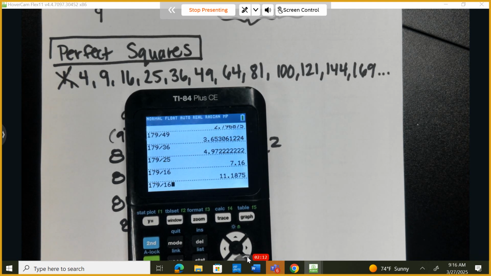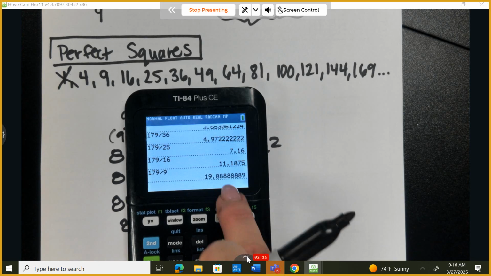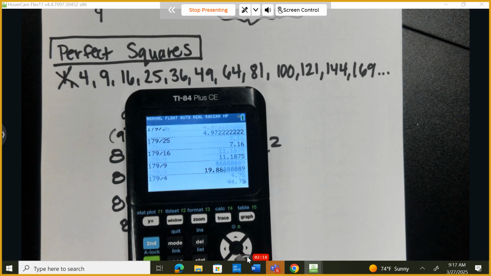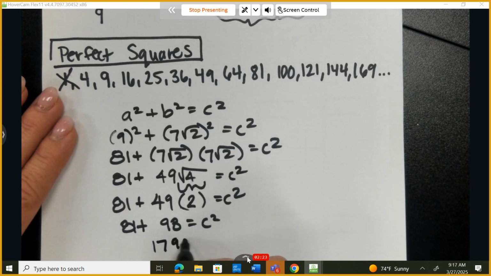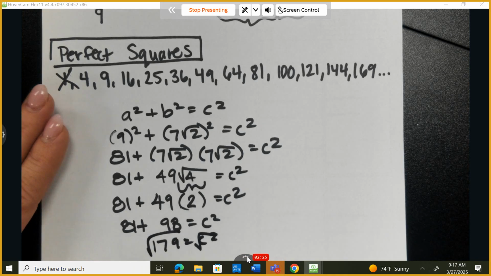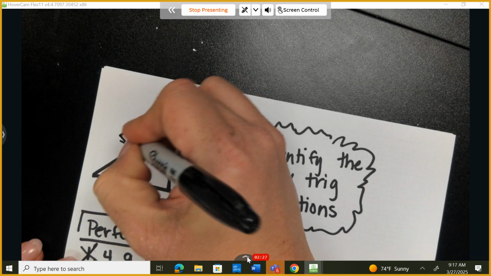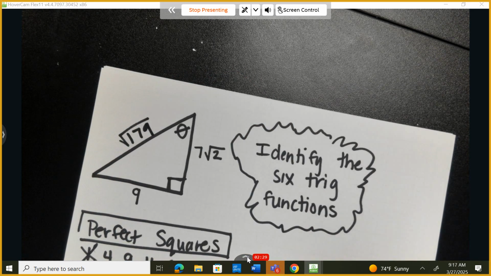How do I know if I can reduce? I know I can reduce if, when I divide by a perfect square, I end up with a whole number. And you can see that for each one of these, nothing reduces down to a whole number. So I get to come up here and write 179 equals c squared. I take the square root of 179. It does not reduce. Square root of 179.